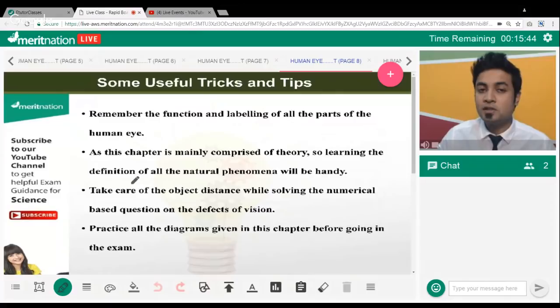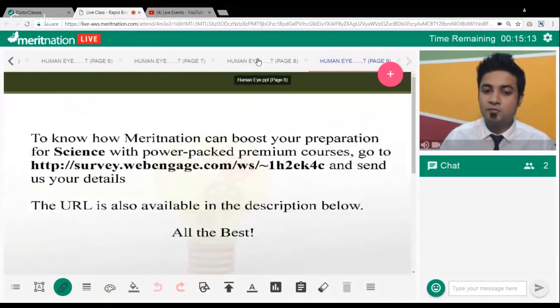Probably all the defects of vision we have already talked about, right? Some numericals may come, like what would be the power of the lens to correct the myopic eye, what would be the power of the lens to correct the hypermetropic eye, right? So these are the questions that may come. And obviously, please practice all the diagrams and whatever is given in the chapter before going to the exam. Okay. So, guys, these are the important tricks and tips, and that's all from my side.